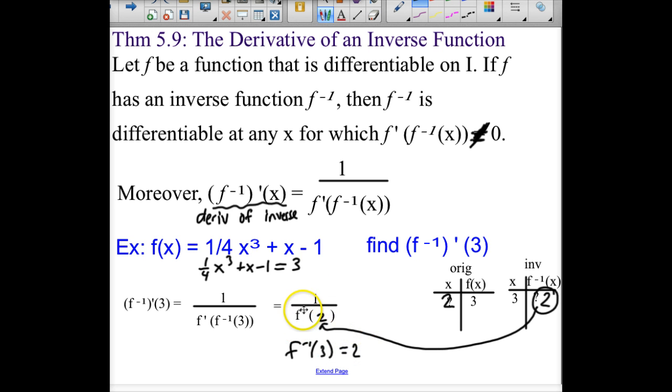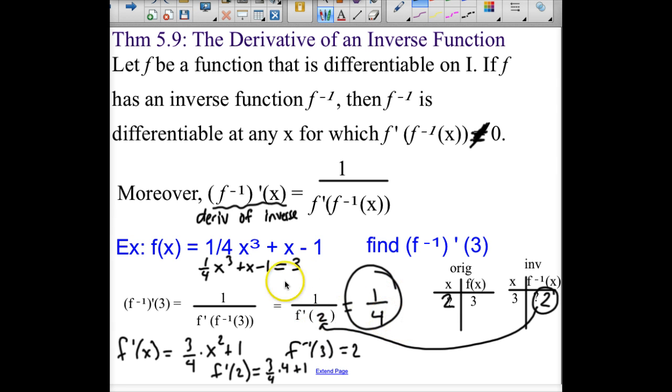So now I need to find f prime and plug 2 into it. So f prime of the original function, taking the derivative of this, is 3 times a fourth, so that's 3/4. Subtract 1 from the exponent, plus the derivative of x is 1, and the derivative of 1 is 0. So 3/4 x squared plus 1. Putting in 2, so the derivative at 2 is 3/4 times 4, that's 2 squared. So 3 plus 1 is 4.